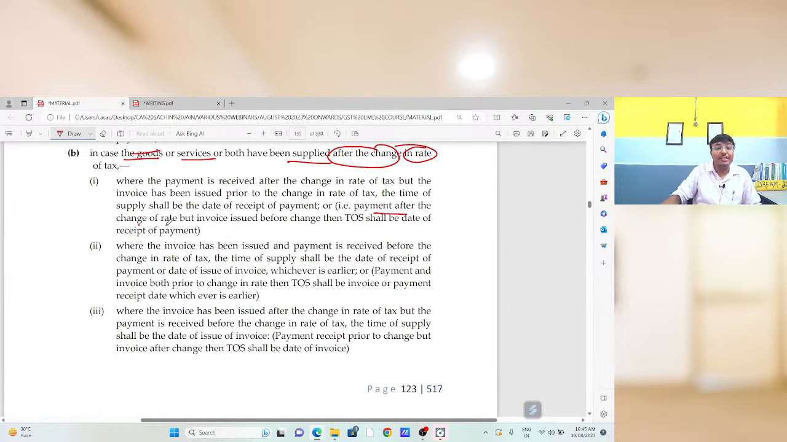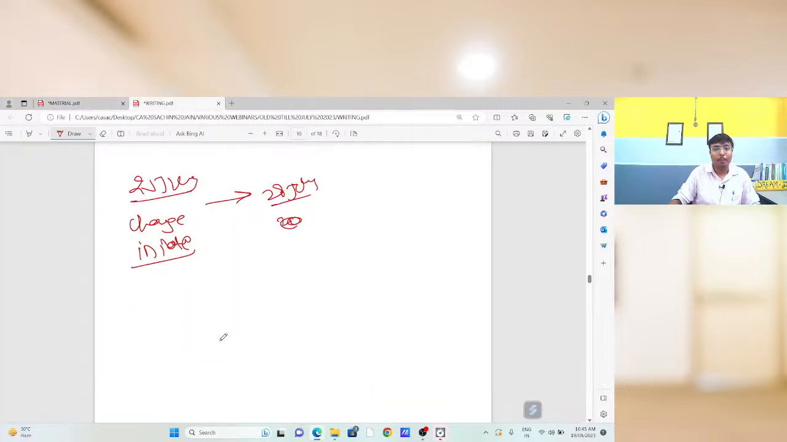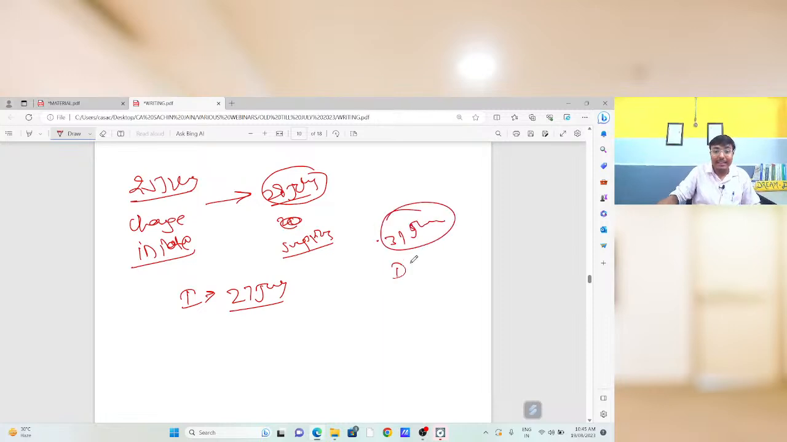payment after the change in rate, but the invoice issued before the change in rate, in that case, date of receipt of payment. Suppose 28th July, you are going to supply. In that case, invoice date is your 27th of July, but payment date is your 31st July. In that case, rate of payment will be treated as your time of supply and GST will be charged at the rate of 28%, because we are going to take the time of supply as the date of payment.